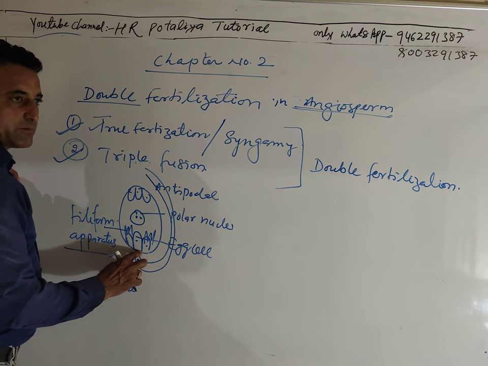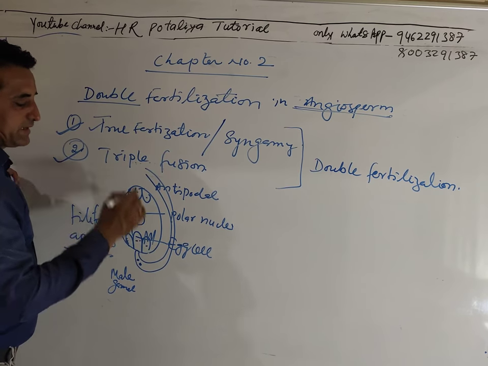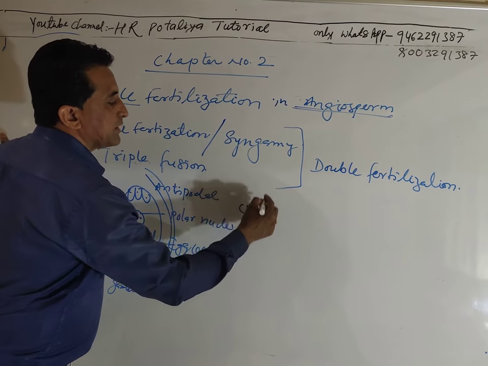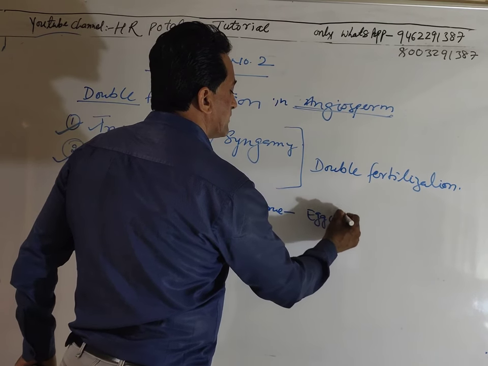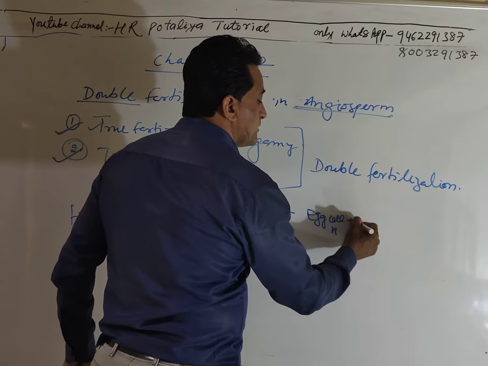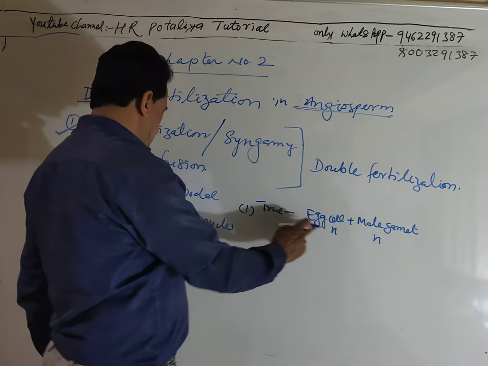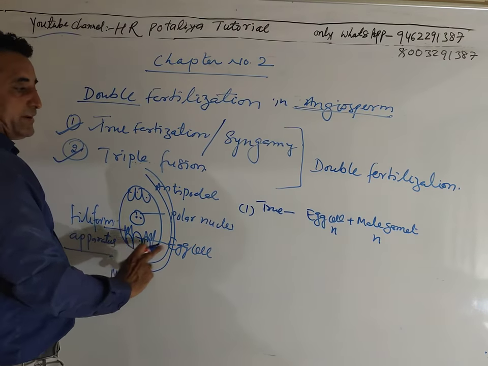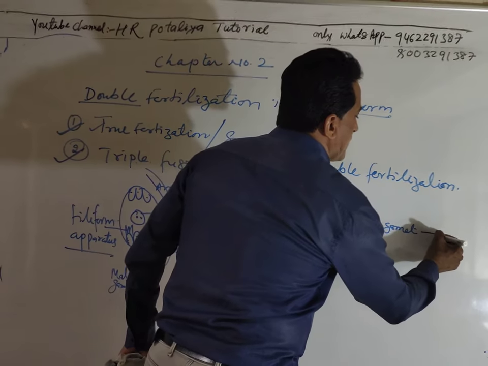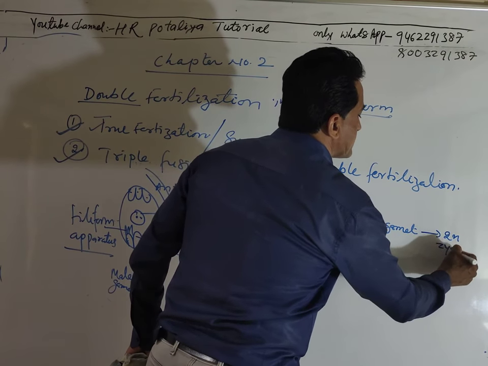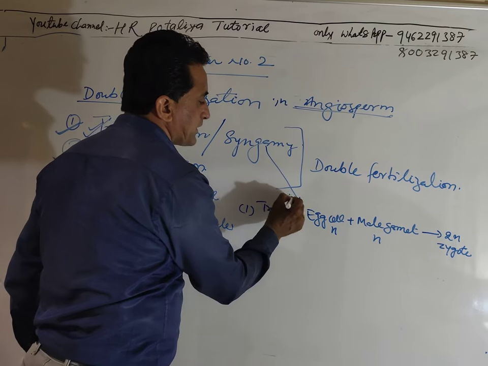When the pollen tube enters at the micropyle end, the synergid cells form the filiform apparatus, and remaining are only one egg cell and two male gametes. So first, in case of syngamy, what happened? One is the egg cell, that is haploid, and another is the first male gamete, that is also haploid. The egg cell and the first male gamete fuse and form the 2N stage, and that is known as the zygote. That type of fertilization is known as syngamy.